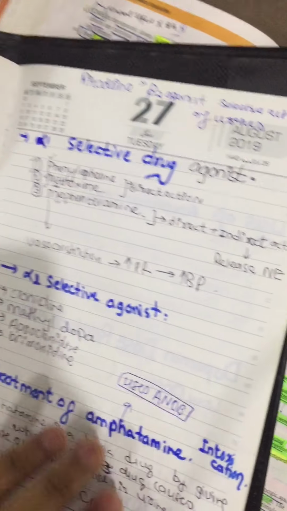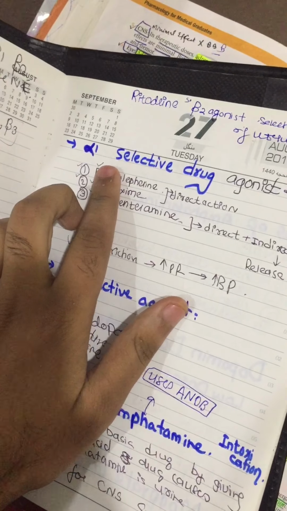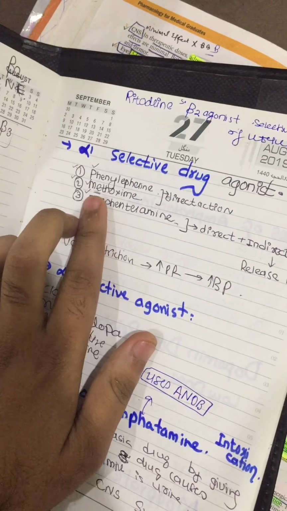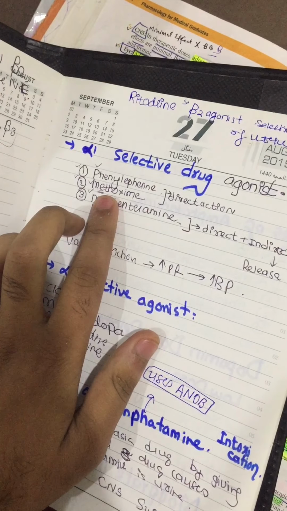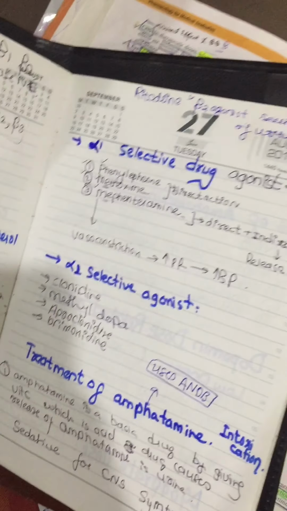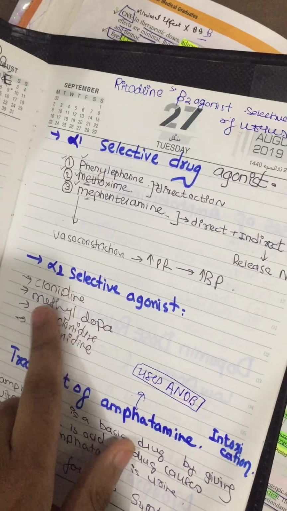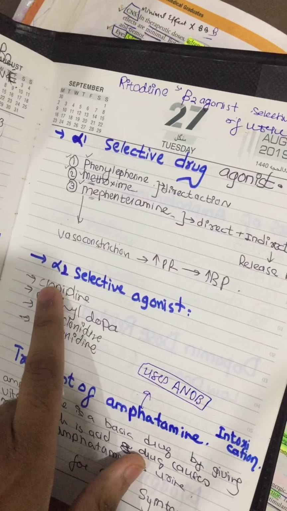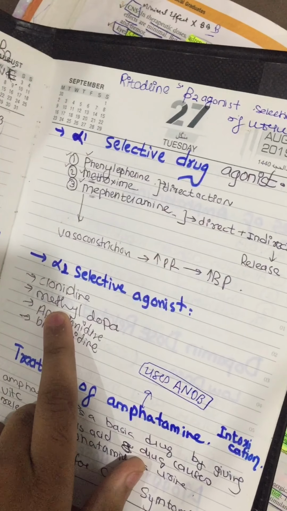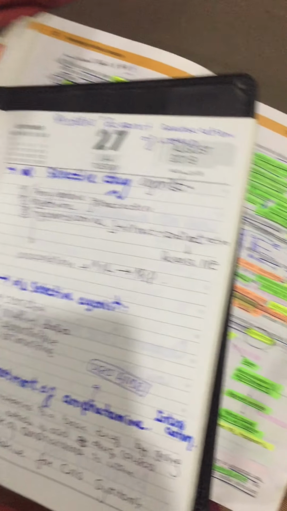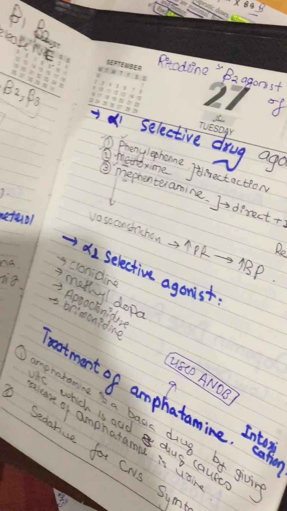If we talk about the selective alpha 1, in selective alpha 1 we are going to have phenylephrine and methoxamine. And the selective alpha 2 agonists are apraclonidine, brimonidine, clonidine, and methyldopa.